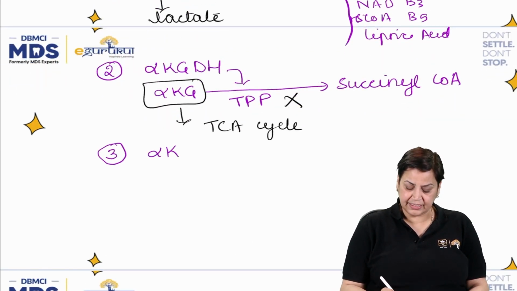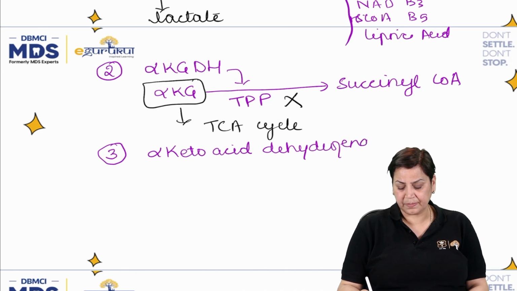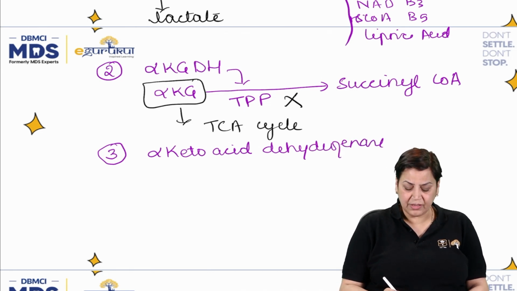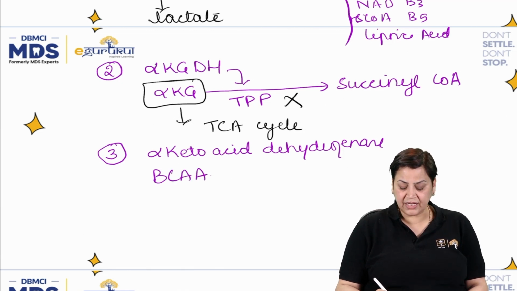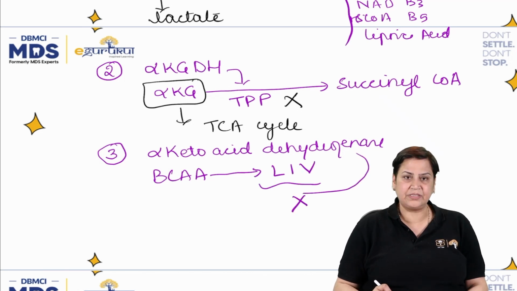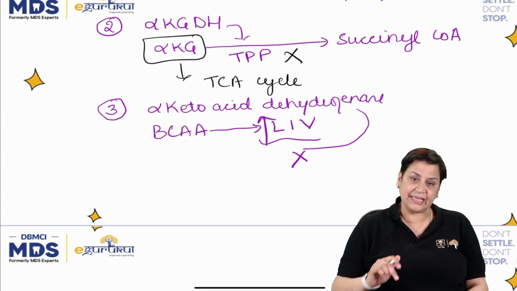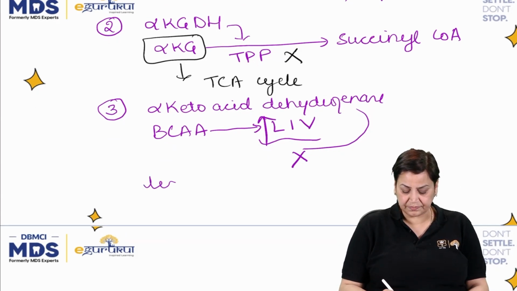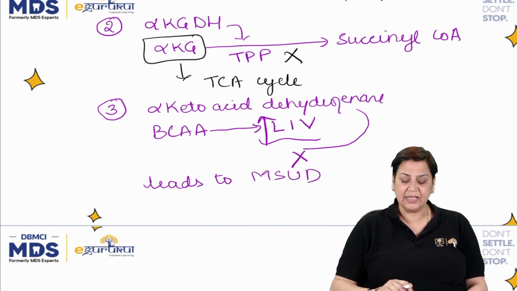Then third is alpha keto acid dehydrogenase. This is an enzyme of branched chain amino acids, which are leucine, isoleucine, and valine. When this enzyme is absent, there is increased concentration of leucine, isoleucine, and valine, which we have already discussed, and it leads to maple syrup urine disease.